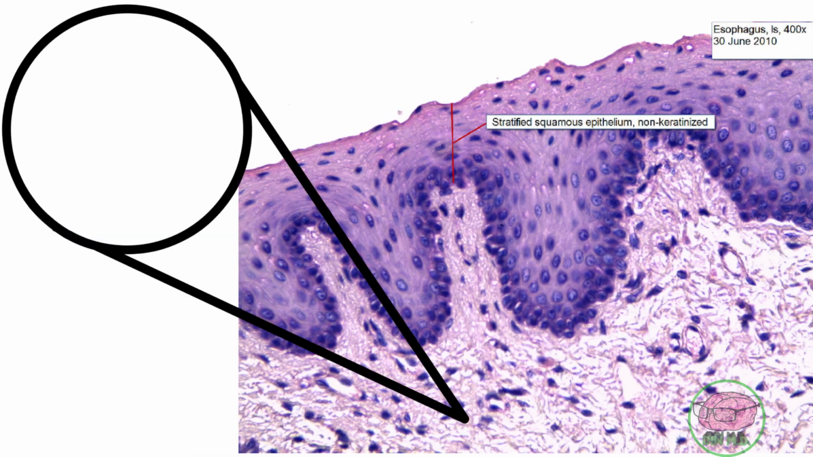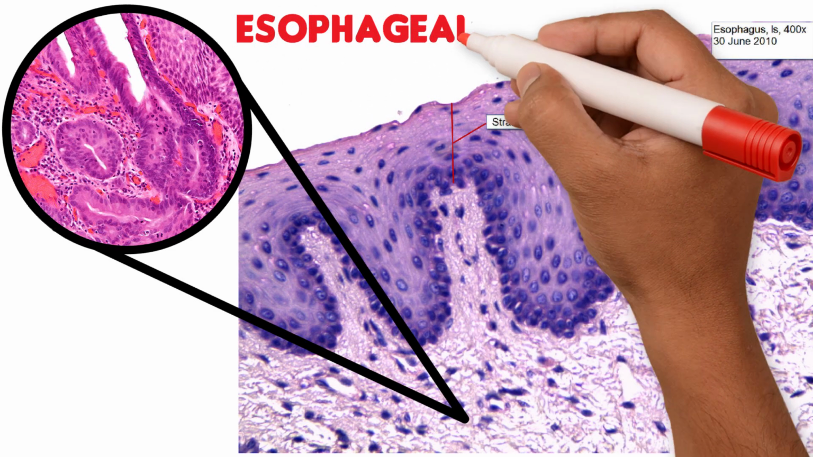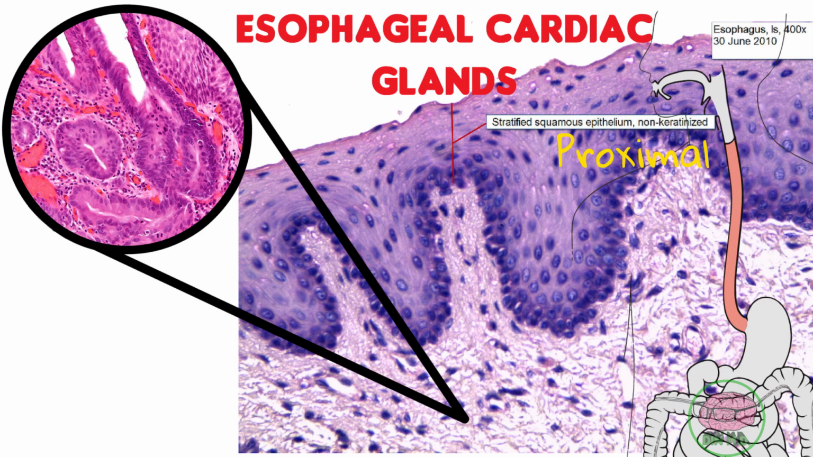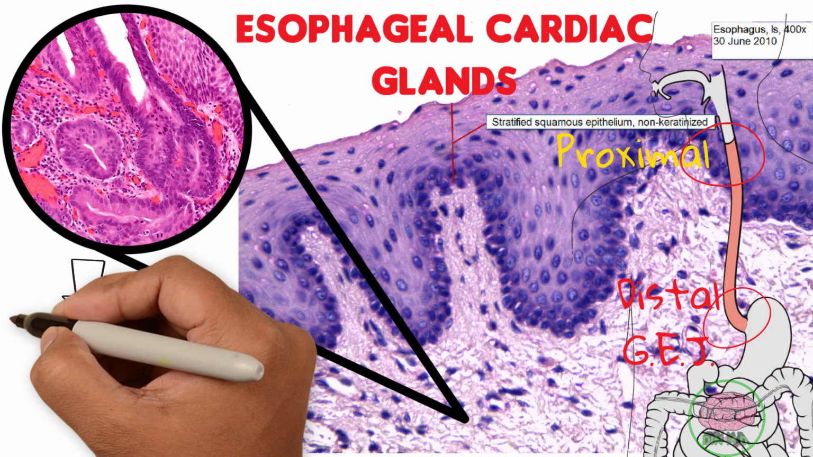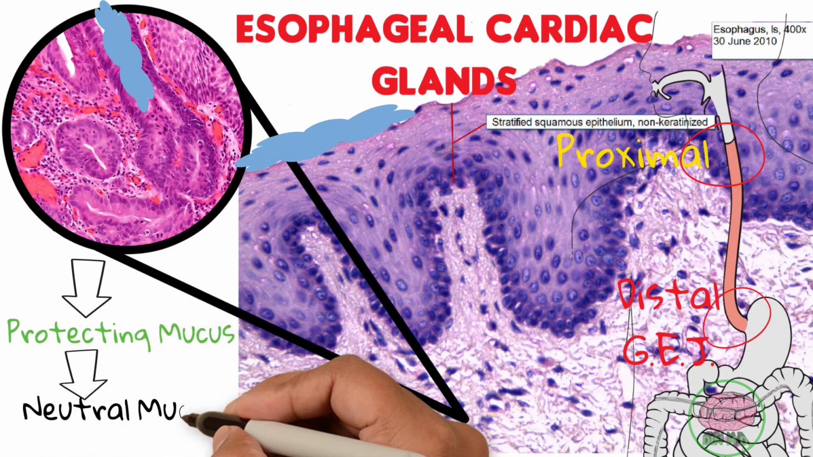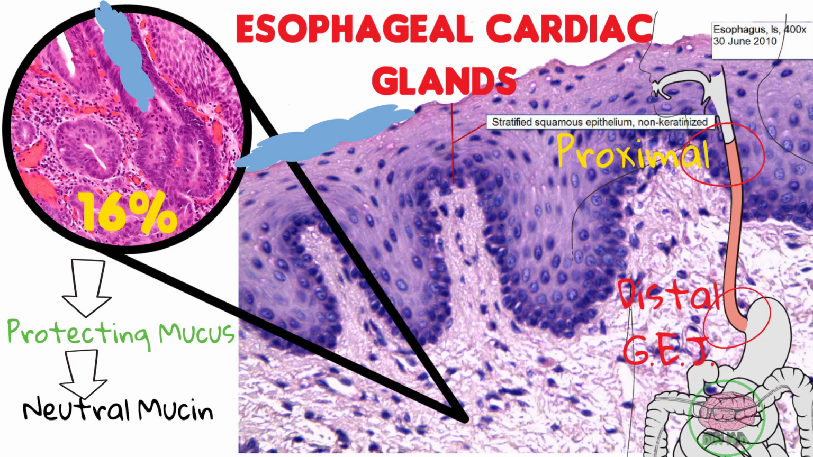Besides containing blood vessels, the lamina propria also contains glands. These glands are simple tubular glands called esophageal cardiac glands. They are called cardiac glands because they resemble the cardiac gastric glands, and they are located in the proximal esophagus near the union with the pharynx, and also in the distal esophagus near the gastroesophageal junction. These glands are in charge of secreting neutral mucin to form mucus, and they are not always present. They can be found in only 16% of the population's esophagus.